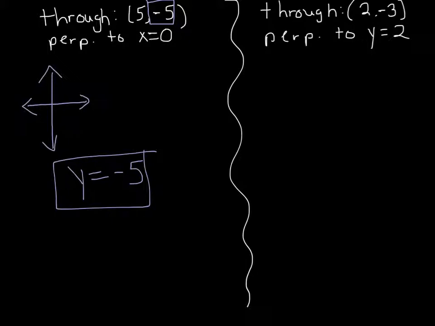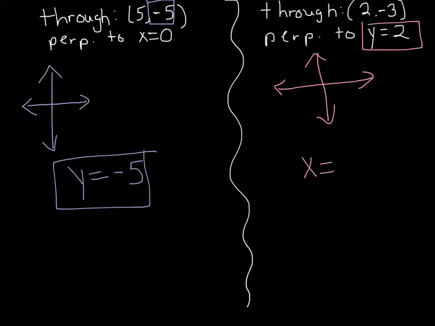And then in this one, we're perpendicular to y equals 2, which is horizontal. So perpendicular to that would be vertical, which is an x equals. Like at your point, x equals 2. So that would be your equation.